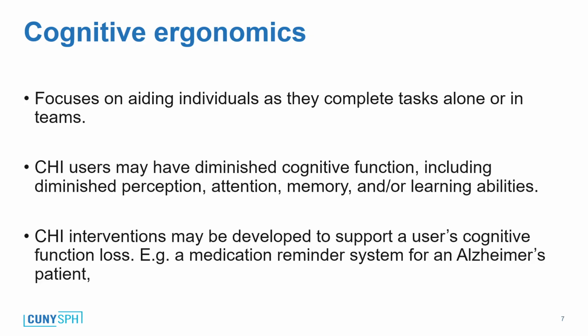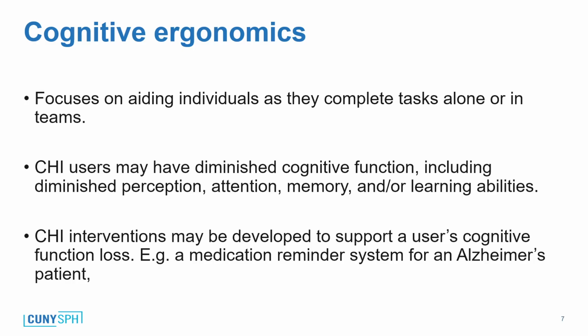When we talk about cognitive ergonomics, this is basically about aiding individuals in completing tasks. It could be by themselves or in a collaborative way, because we can have peer support. But it is really important that, when we are referring to consumer health informatics, users may have diminished cognitive functions, because they can have diminished perception if they have problems with the senses, but they can also have problems with attention, with memory, or even learning disabilities.